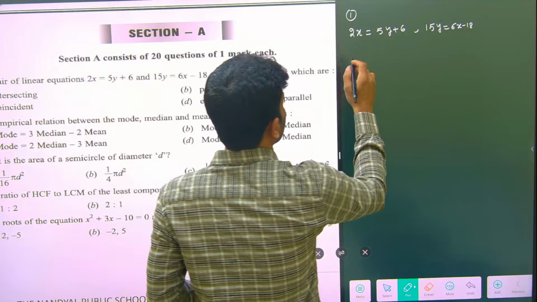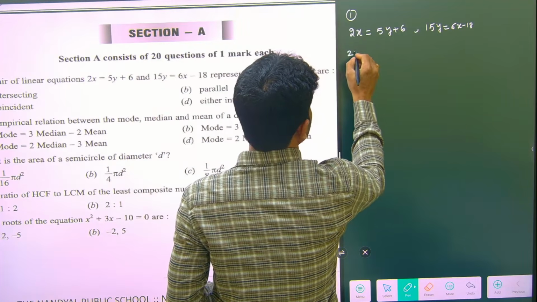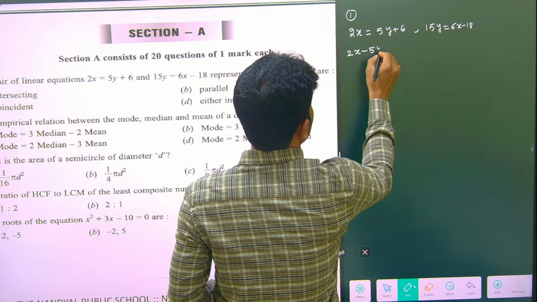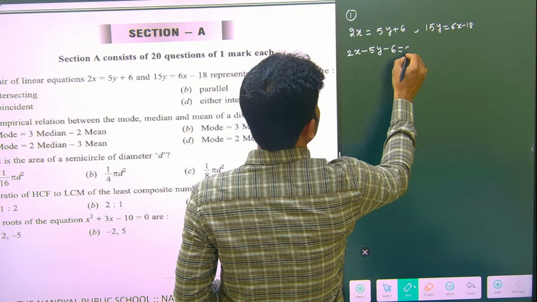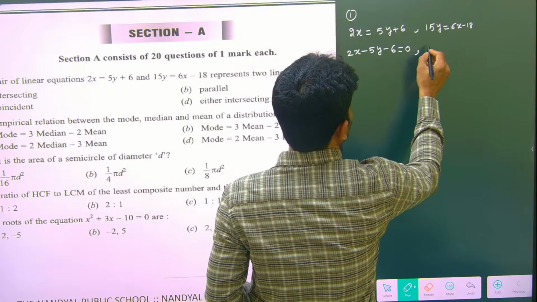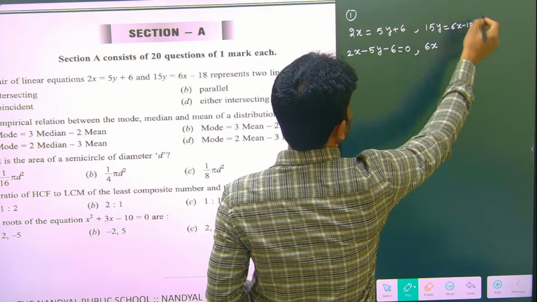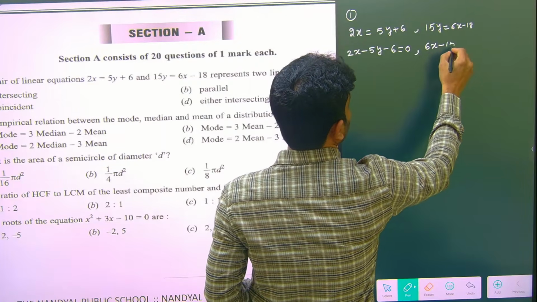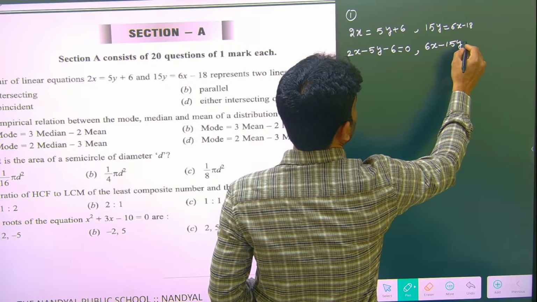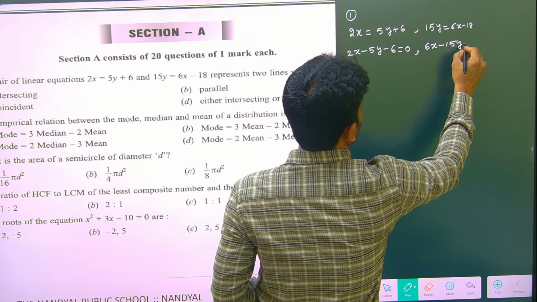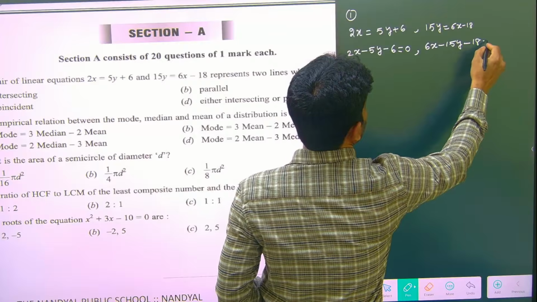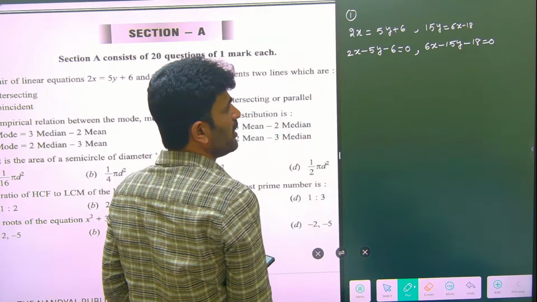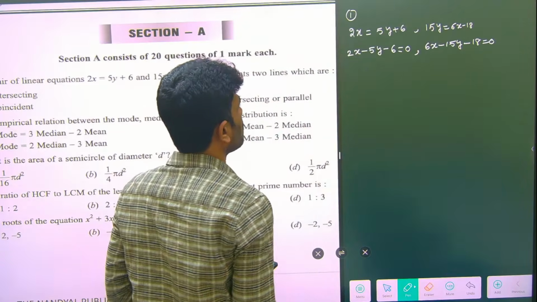First question, first you change them into the correct order, the general form. 2x minus 5y minus 6 is equal to 0, the first equation. And the second equation, 6x plus 15y, we have to send that side: minus 15y minus 18 is equal to 0. You said they are intersecting. Let us check whether they are intersecting or not.